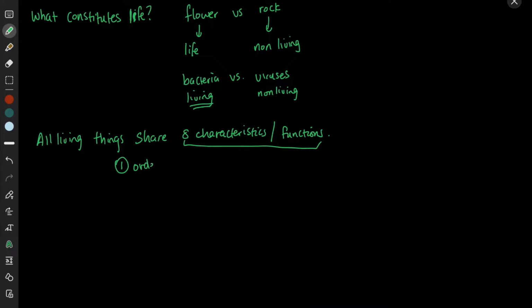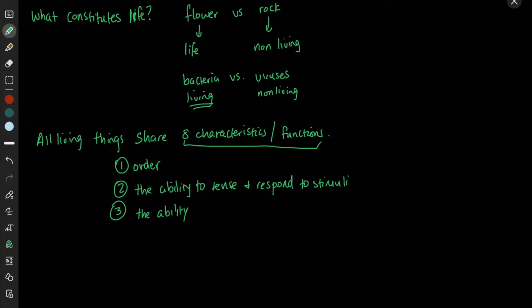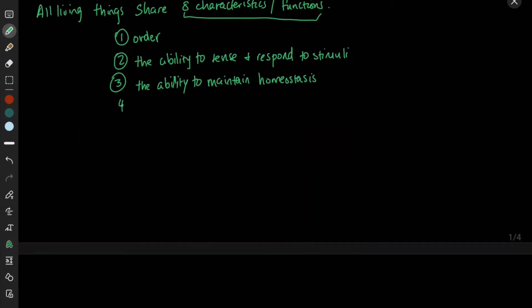Number one is order. We'll list them first and then discuss each of them, so that we spend enough time talking about each of these characteristics. Number two is the ability to sense and respond to stimuli. Number 3 is the ability to maintain homeostasis. Number 4 is the ability to harness energy.